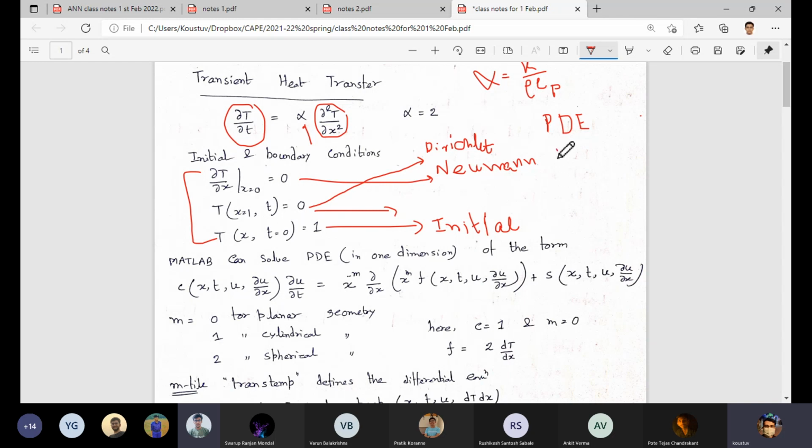So there is a method called method of lines. Okay, method of lines. So what is the method of lines? So we just divide the spatial domain into several grid points.